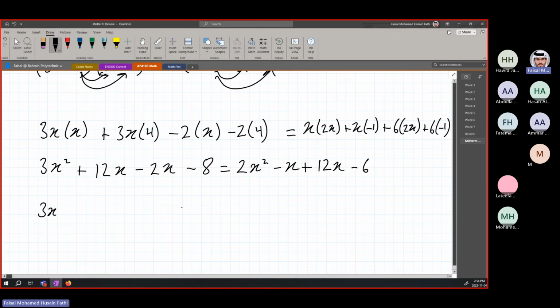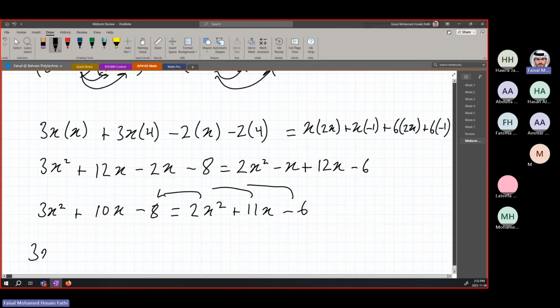Let's simplify slowly step by step so you can see. 12x minus 2x is 10x minus 8 is equal to 2x squared minus x plus 12x is plus 11x minus 6. Now you move all of these to the other side. You move all of them to this side.